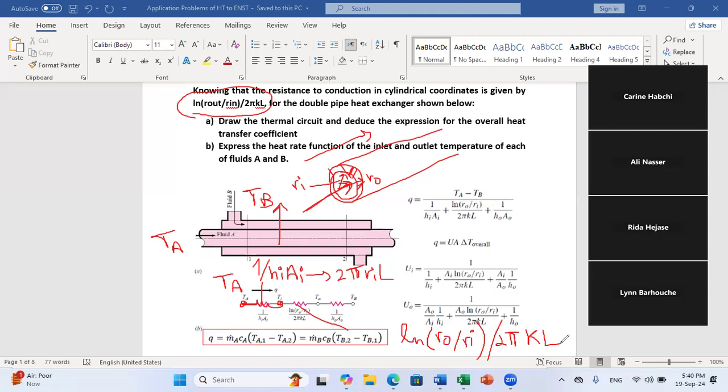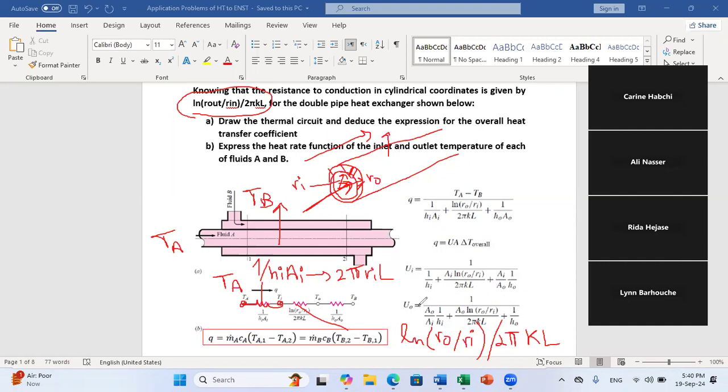Finally, the final resistance is a resistance to convection. So when you go from the surface to the outer fluid, the type of resistance is convection. And the resistance to convection is similar to this one, but now instead of taking H from the inner side and area from the inner side, we consider H out, A out.